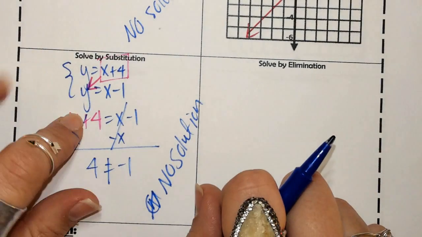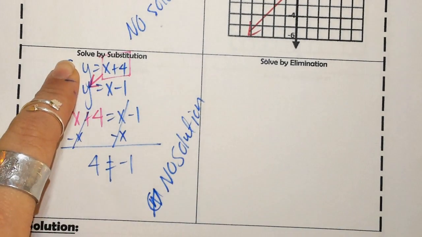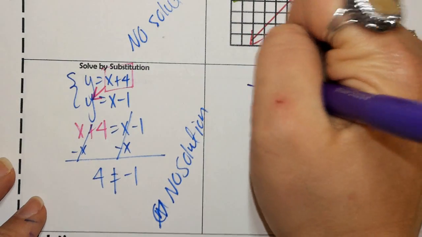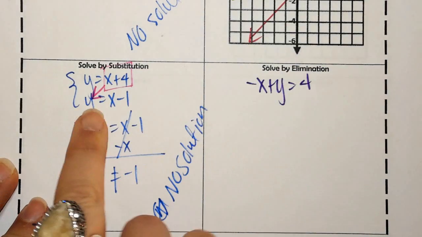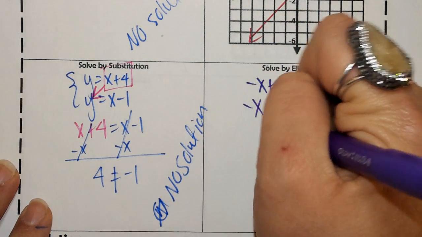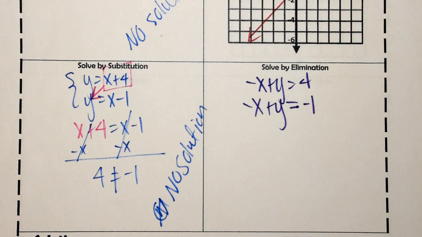Alright, so on this one, remember we need to have x and y on the same side. So how would we move this x over here? Subtract. So it would become negative x plus y equals 4. How would we move this x over here? Negative x plus y equals negative 1. Now, both of those have the same sign, same coefficient. How do we cancel?